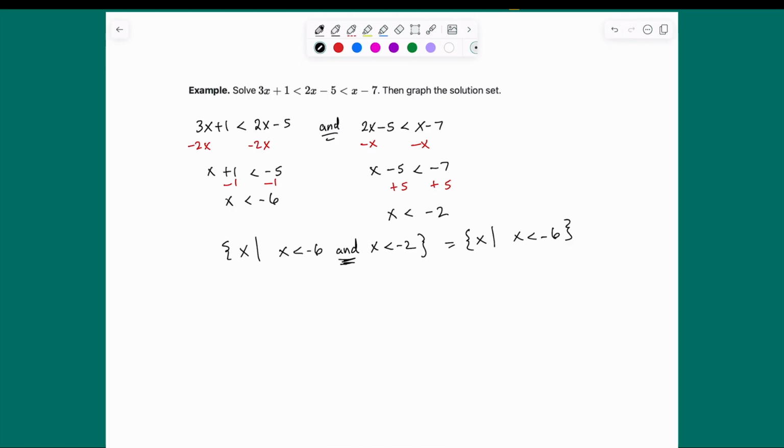All right, so then you could also have written this in interval notation as negative infinity to negative 6. All right, so then we need to graph our solution set here. Our solution set would be, it's going to say we have negative 8 here, negative 7, negative 6, negative 5, negative 4, and so forth. So we would have an open circle at negative 6, and then we would shade everything to its left. And that's how you graph that solution set.